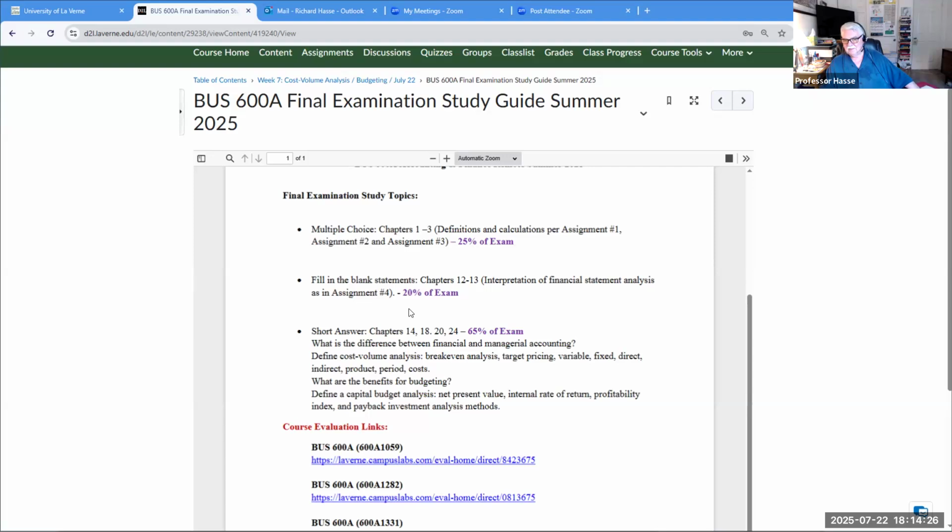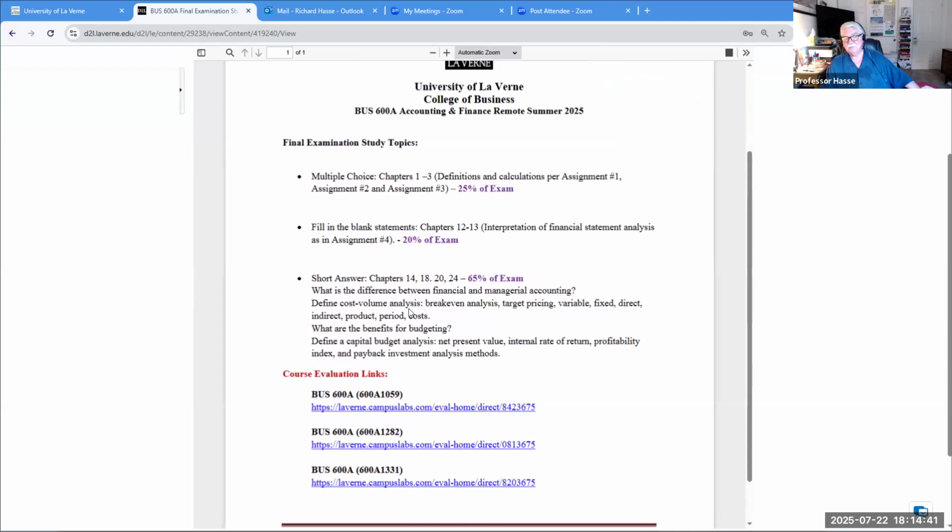And then the major part of the exam, which covers these last 2 weeks of the class. Tonight's discussion on chapters 14 and 18, next week's discussions on chapter 20 and 24. Some highlights of that, which represents 65% of your course grade. Yes, 65% of your course grade. What is the difference between financial and managerial accounting? Define cost volume analysis. We'll be talking about these tonight. More specifically, break-even analysis, target pricing, variable, fixed, direct, indirect, product, and period costs.